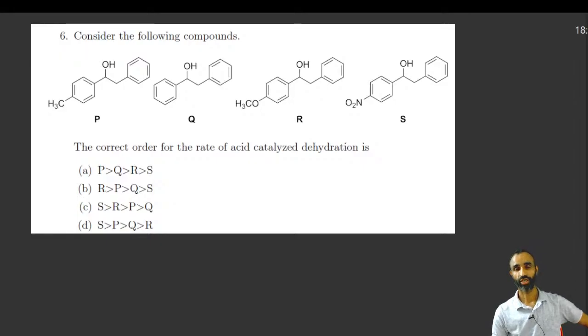Okay, consider the following compounds. This question is saying in all the four compounds, say this part is same.